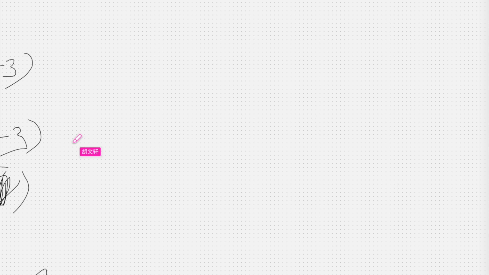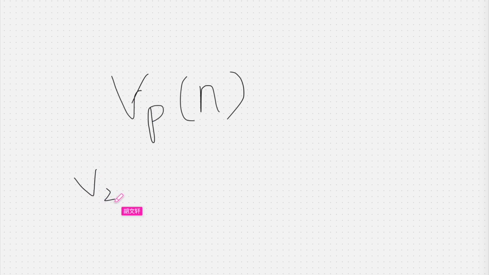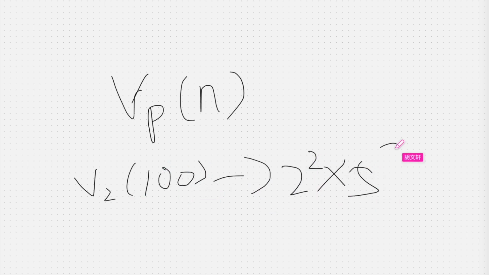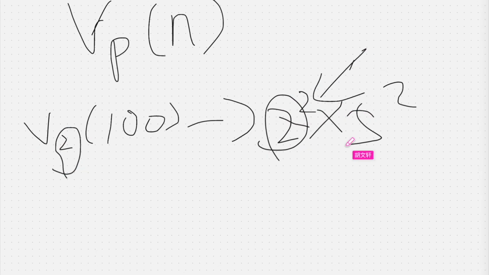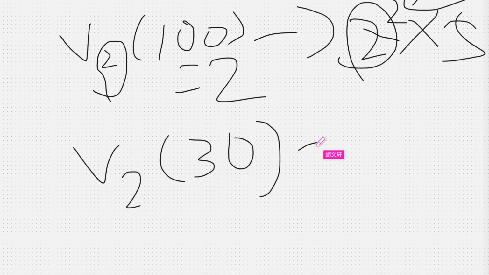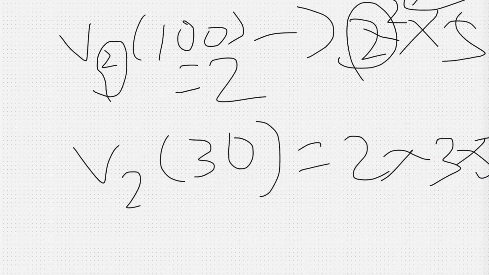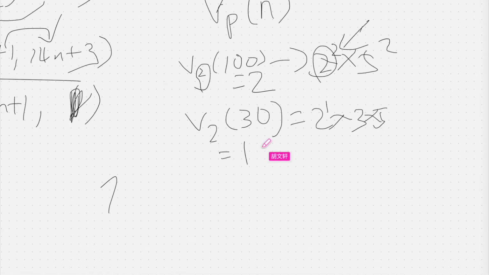So for the remainder of these notes, v_p(n) is the highest power of p that divides n. Okay, now I'm going to give you an example. v_2(100). If you factorize 100, we can see it is 2 to the power of 2 times 5 to the power of 2. So the highest power of 2 here is 2, and that would give us 2. And v_2(30), because 30 equals 2 times 3 times 5, will just be 1. This will be useful later on.